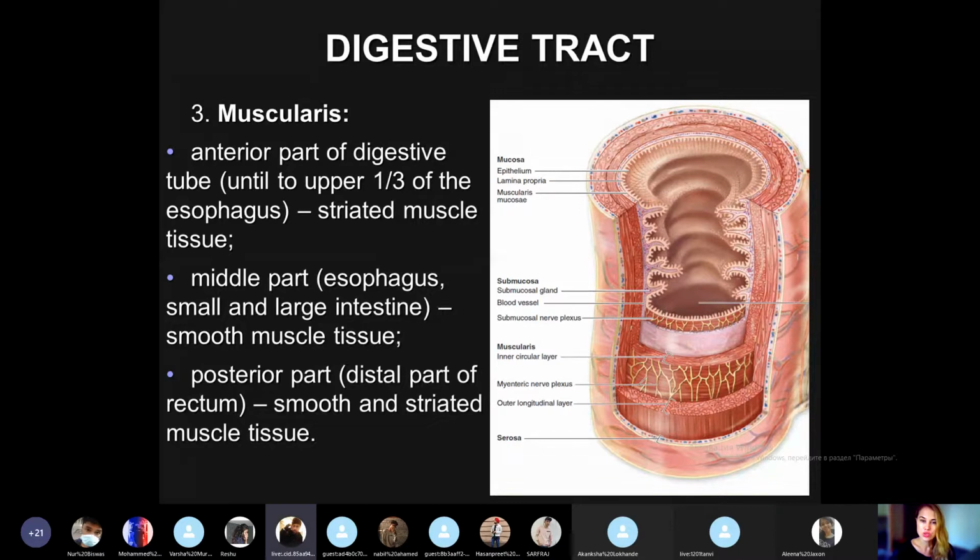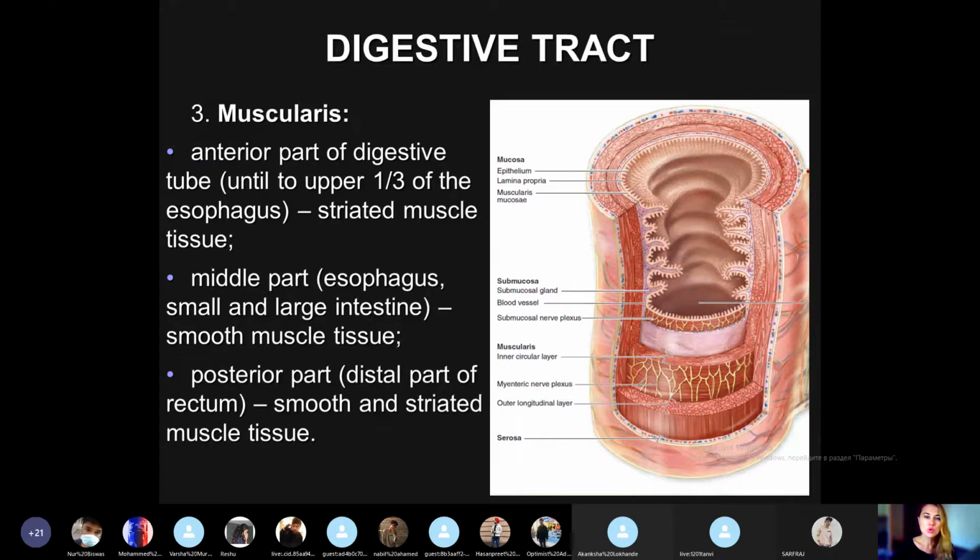Voluntary. Yes, correct, because it is innervated by the somatic nervous system. Thus we can control it by our will. So the oral cavity, the pharynx, and the upper third of the esophagus are lined by striated muscle tissue, because we know that swallowing or speech is a voluntary process. That is why those organs are represented by skeletal muscle tissue.